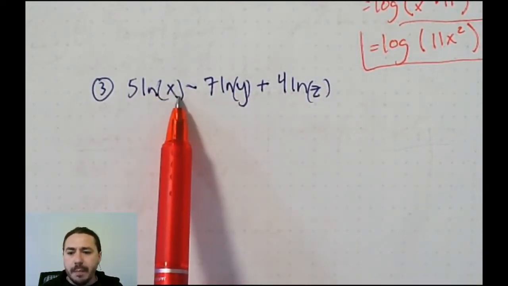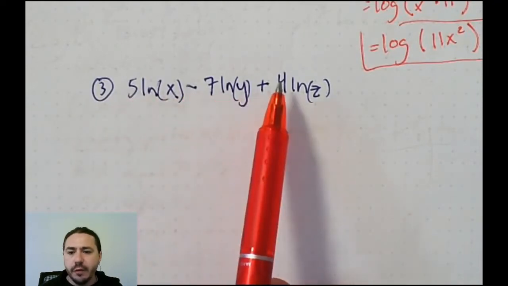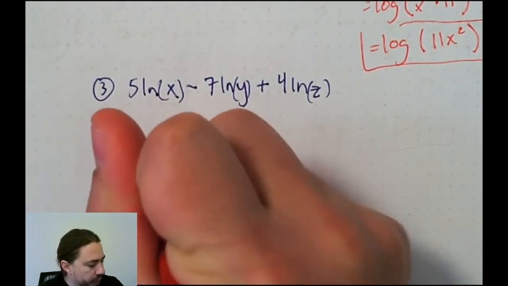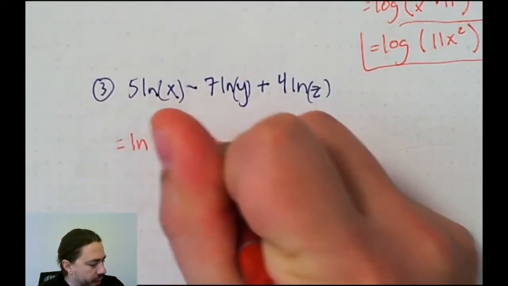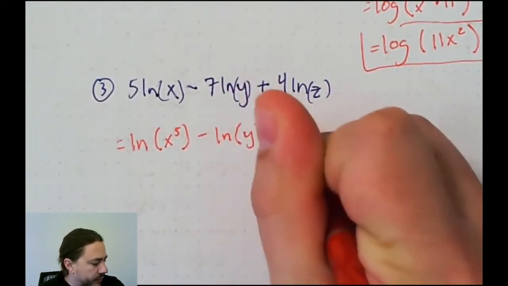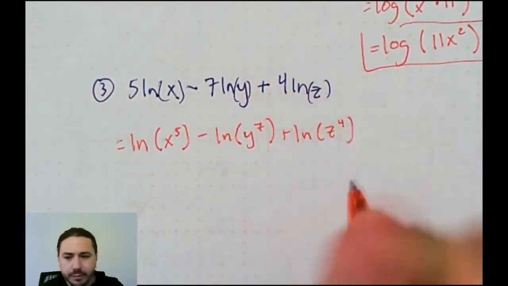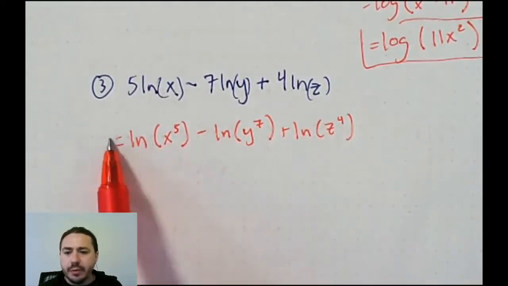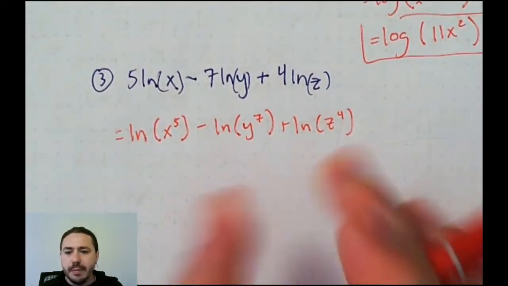Before I try to combine everything, let's take care of these coefficients and rewrite them as exponents. So that'd be natural log of x to the 5th minus natural log of y to the 7th plus natural log of z to the 4th. And so now we got rid of all the coefficients. Now we can start to combine this stuff.